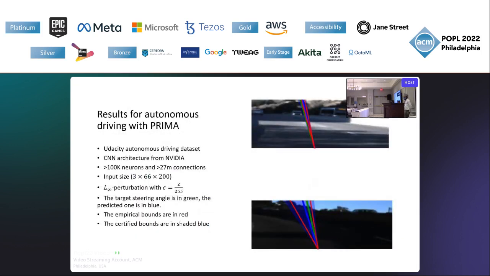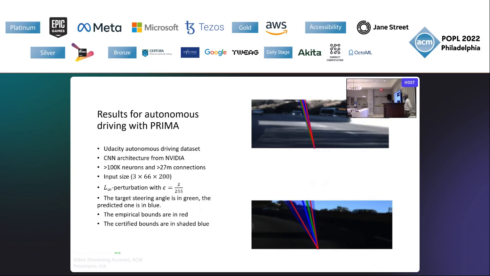We also have results with Prima for beyond MNIST and CIFAR10, for autonomous driving, which is something we always show, but we never gave examples before. So it was unfortunate. If you just show MNIST and CIFAR10, what's the usefulness of that? So in this case, we can also do something on a dataset for self-driving cars.